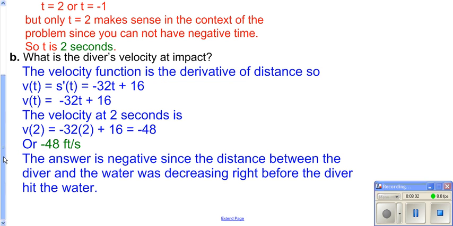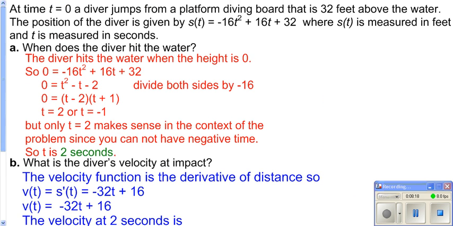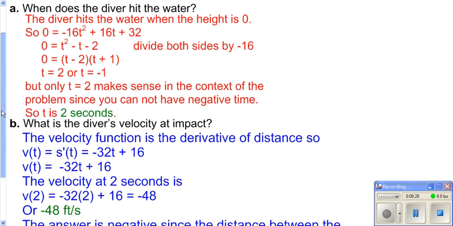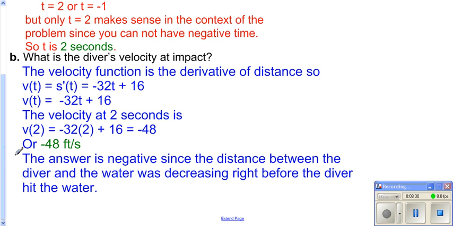Part B, they're asking you to find the diver's velocity at impact. Well, your velocity, once again, is the derivative of your position. So you need to go back up to your original function, right here. Take your derivative, meaning remembering to put your exponent in front, decrease your exponent by 1, and remember the derivative of 32, which is a constant, is 0. So we now have our velocity equation, or function.